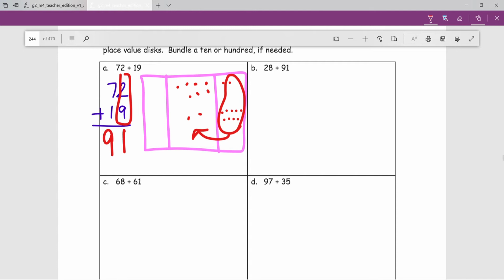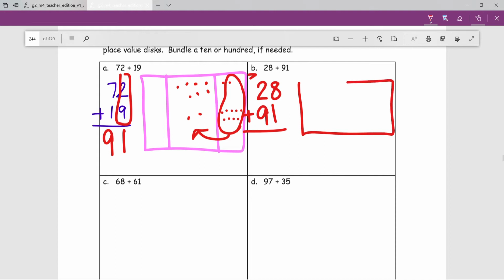But if I come over to B and go ahead and write it in the vertical form, and then set up my hundreds, tens, and ones if I need it, I'm going to go ahead and write out 28. So I've got 2 tens and 8 ones. And then I've got 9 tens and 1 1.